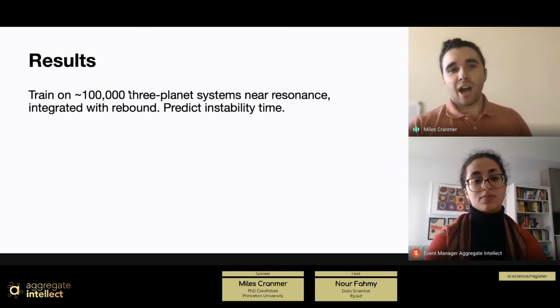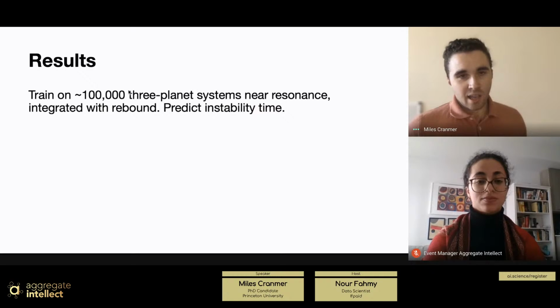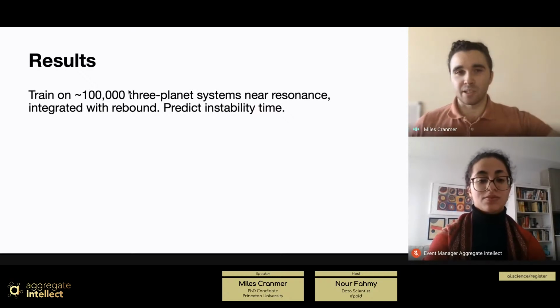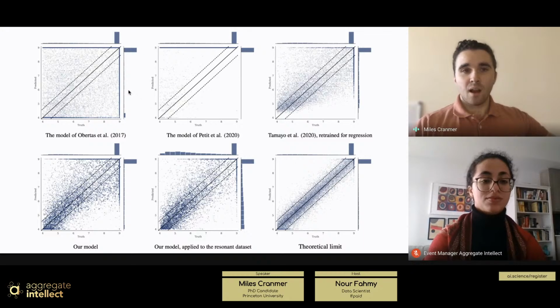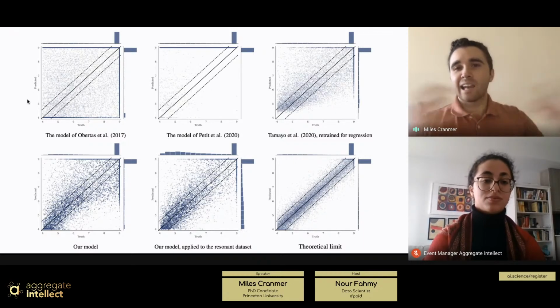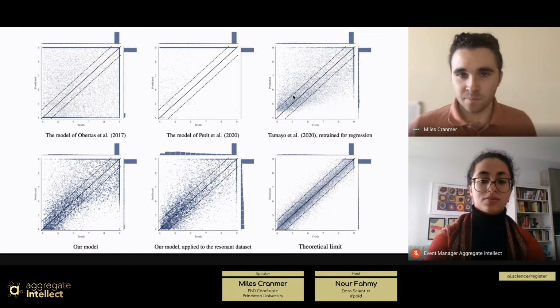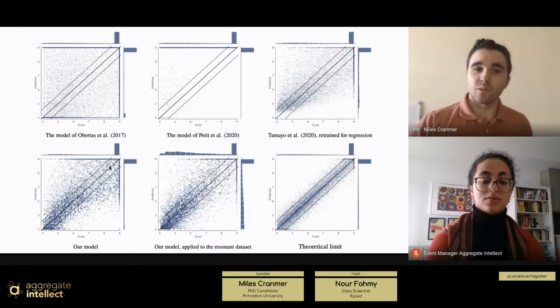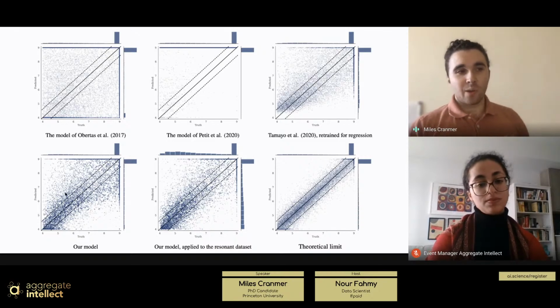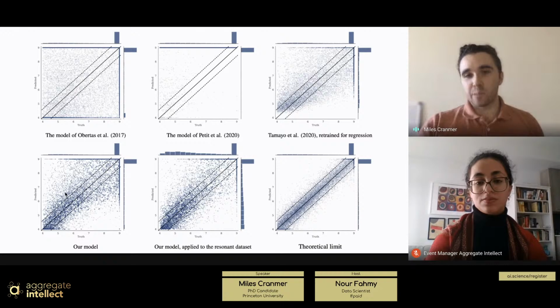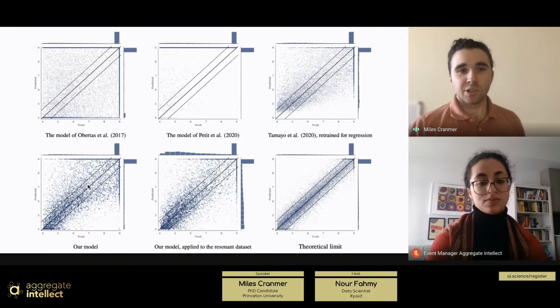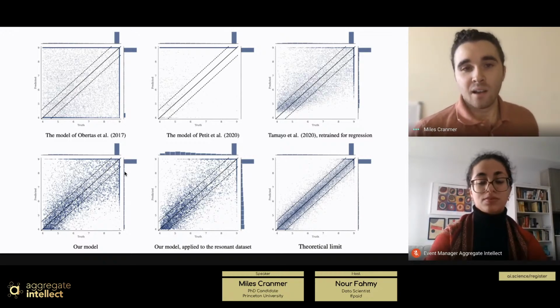So we train on 100,000 simulations with instability times, and then we try to predict instability times. These are the standard analytic approaches to this problem. This is the method with the handwritten metrics, and this is our method with learned metrics. So we learn the metric and we predict from the metric. You can see we do better than all of these models.